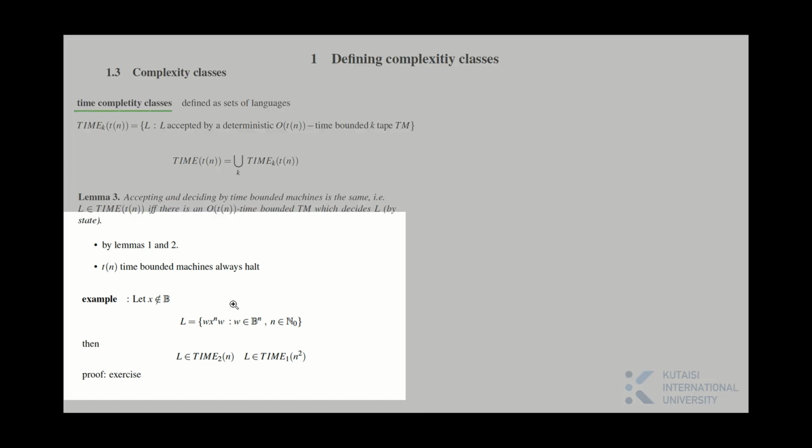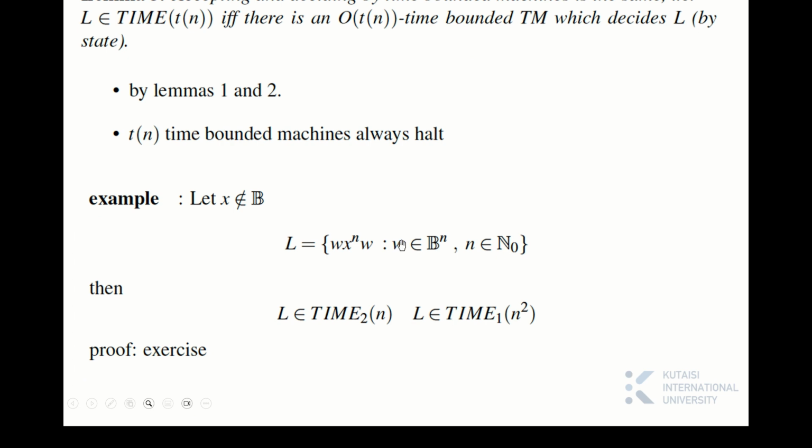But here's a very important example that we will hopefully have enough time to cover. So let's say x is just some symbol which is not 0 or 1. And my language is like this. I have a string of zeros and ones of length n. Then I have x n times. And then I have again the same string.